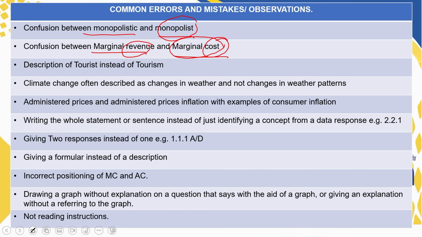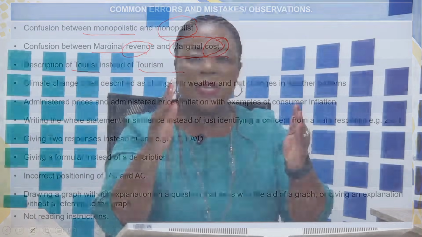Another common one is the description of a tourist and tourism. A tourist, we are referring to the person that is taking part in activities in tourism. Whereas tourism has got to do with the activities, the traveling to see attractions. That is tourism. You are moving away from your usual place of environment. It's the activity. But a tourist is the individual. Please take note of that. We often see these common mistakes and misconceptions.